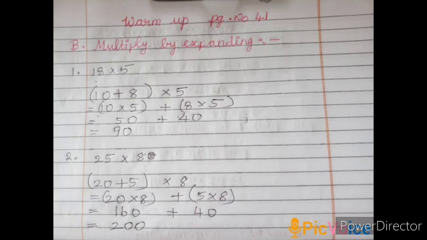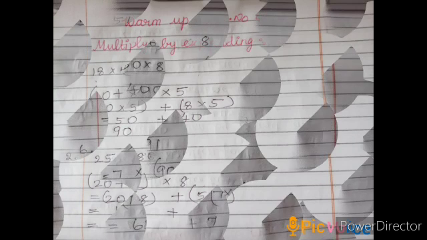Second sum is 25 into 8. 25 we can split into 20 plus 5. So we can multiply 20 into 8 plus 5 into 8. 20 into 8 is 160, plus 8 into 5 is 40. 160 plus 40 is 200.